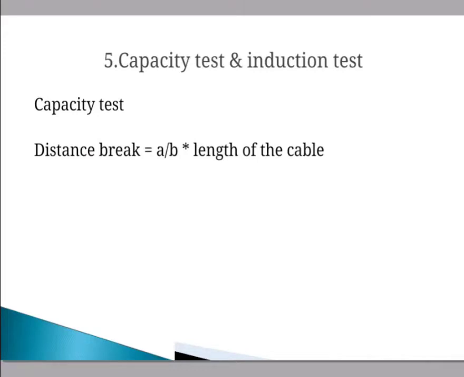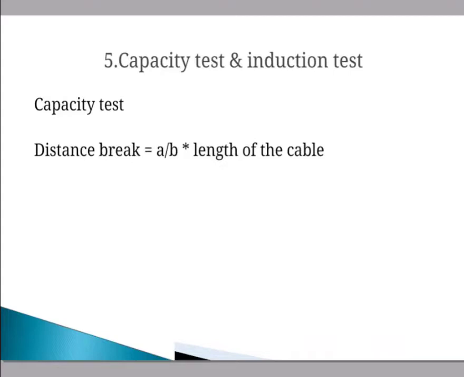Friend, in this video we have seen different tests, five to six tests. First, the Murray loop test for earth fault location. Then the DC charge and discharge test for open circuit fault point location. Then the phase to phase fault test for short circuit fault location in the underground cable. Then the follow up potential test is used for finding the earth fault in the underground cable.